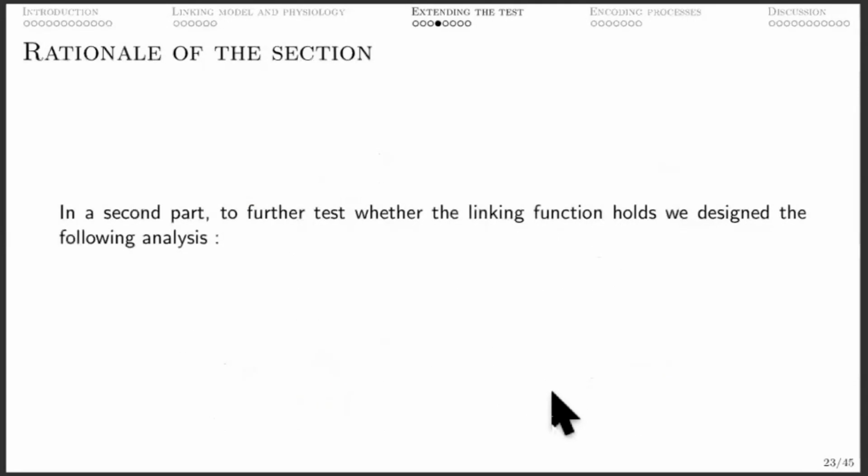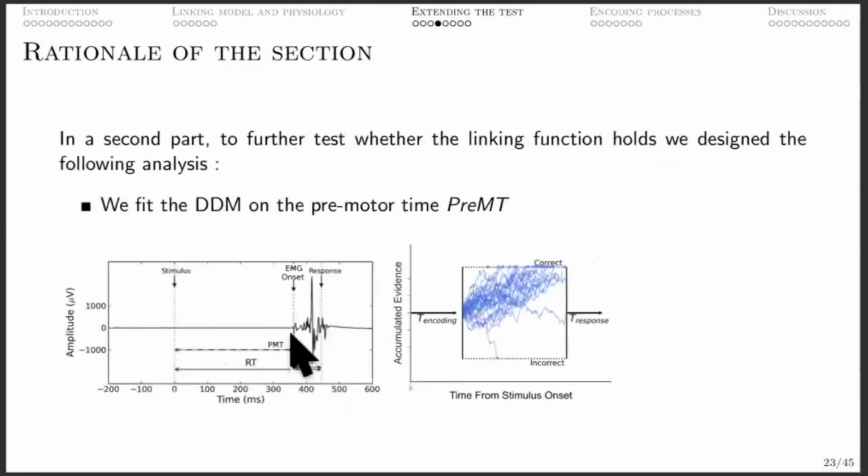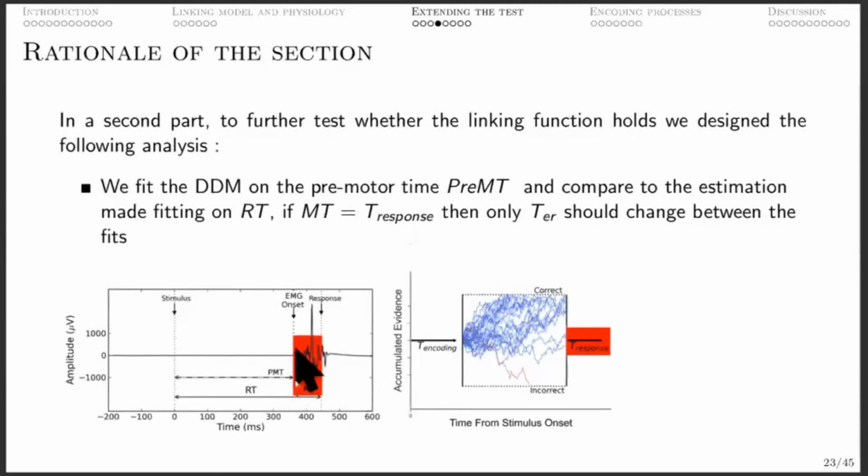So in the second part, we further test the link and try the following analysis. We want to fit the drift diffusion model on the pre-motor time of the reaction time only. The idea is that we call pre-motor time the time happening before the response execution. We think that if motor time is equal to the time needed for the execution of the response assumed by the model, then removing the motor time on each trial should only change the estimation of the non-decision processes, because the time to execute the response is contained in this parameter. So, let's take a look at it.